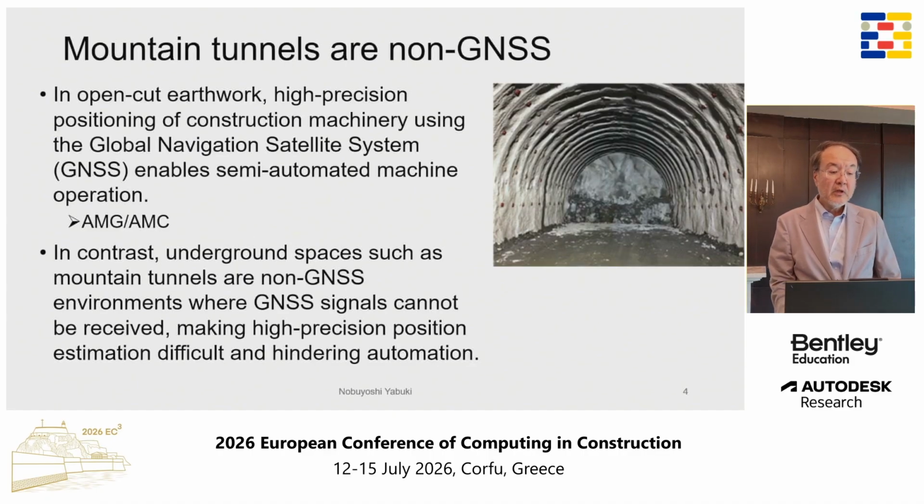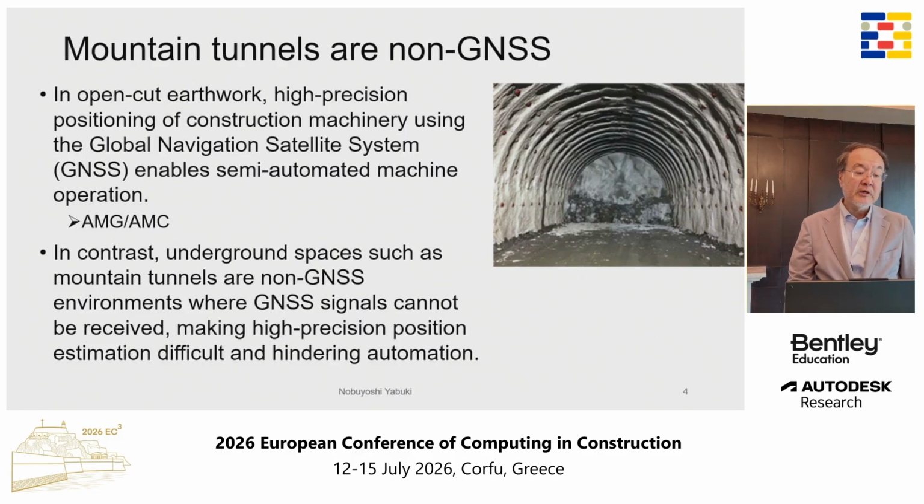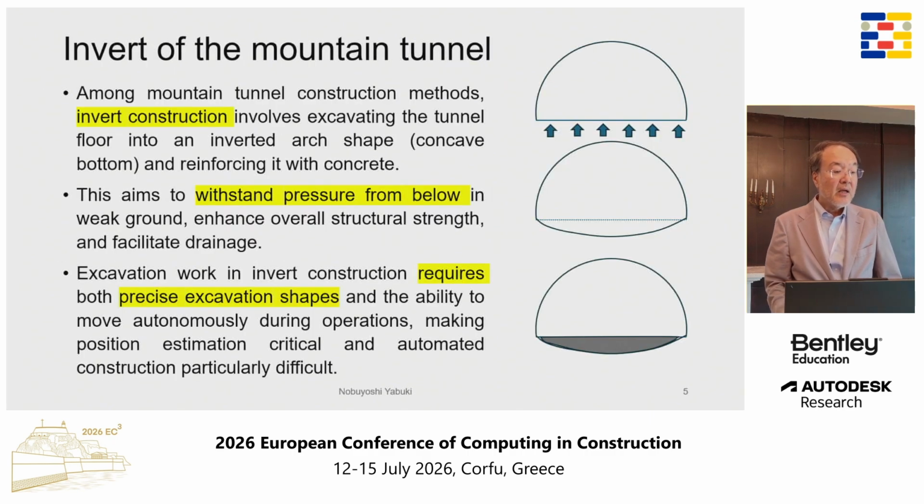And the first, introduction. In open cut earthwork, you can use GNSS, so you can get high precision for automation of construction. However, in underground spaces, such as mountain tunnels, you cannot use GNSS. So it is very difficult to obtain precision in the construction work. There are a number of works for mountain tunnels. Among them, there is invert construction.